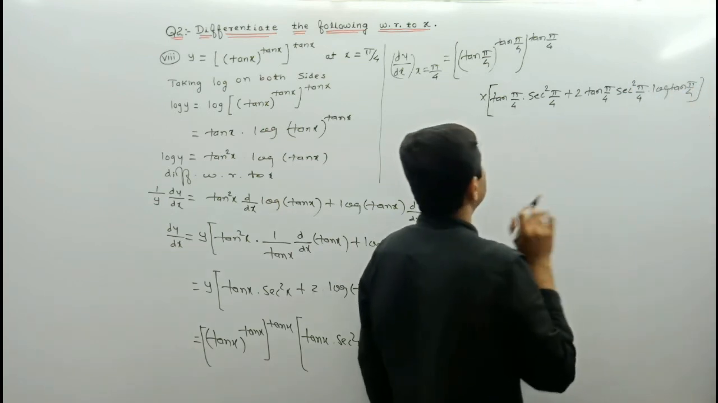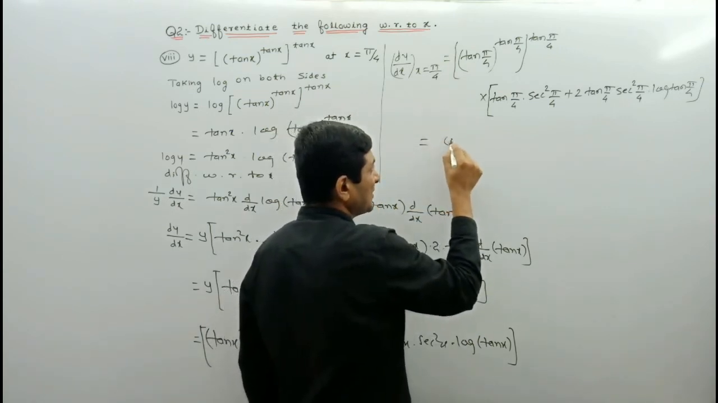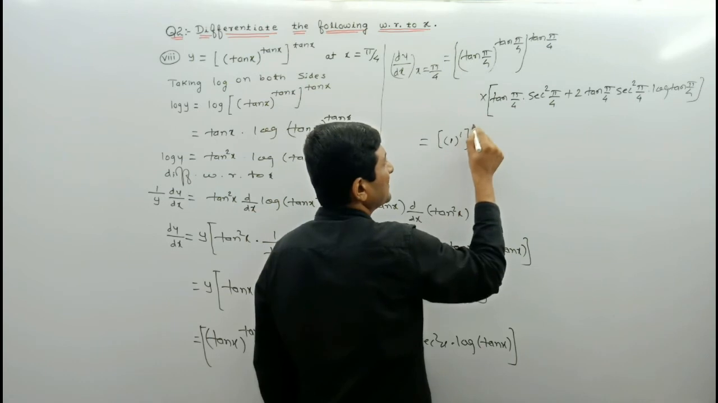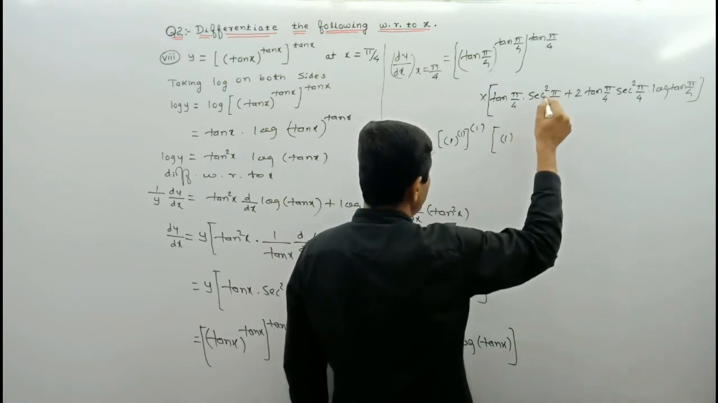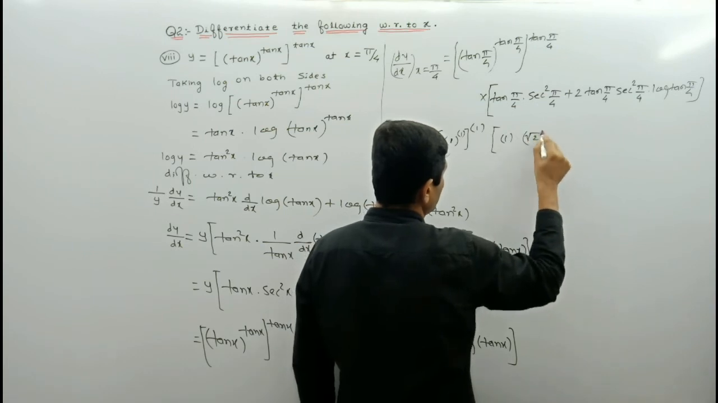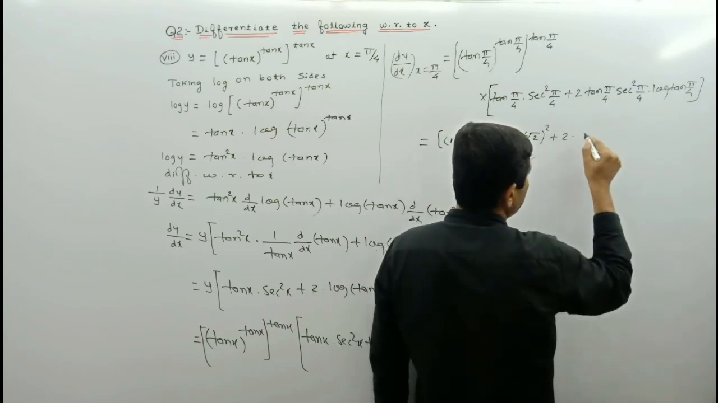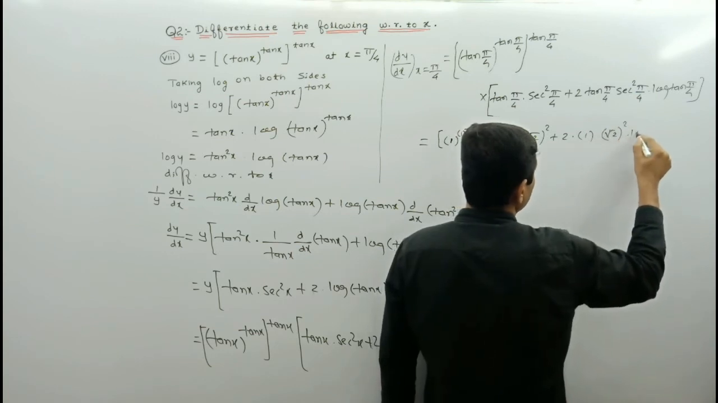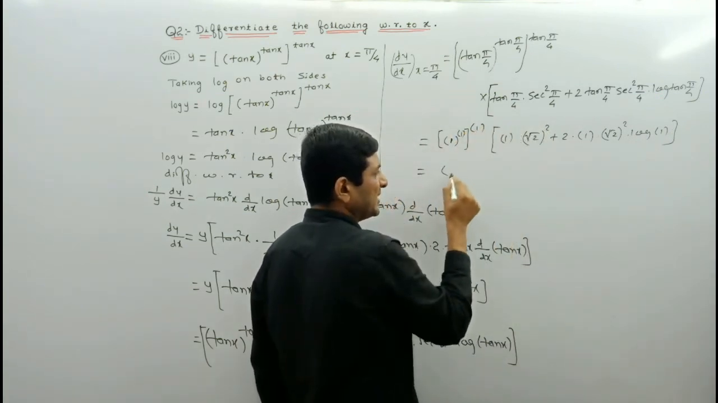Just simply we have substituted the value, so now let us simplify it. Tan pi by 4 means tan 45 is 1, again tan 45 is 1, raised to power tan 45 is what? 1, so 1 raised to power 1 raised to power 1, into here tan pi by 4 is 1, sec pi by 4 is root 2, so here we will get square of root 2, plus 2 into, here what we are getting, tan pi by 4 is 1, sec pi by 4 is root 2, keep square as it is, into log of tan pi by 4 is 1. So this is equal to 1 raised to power 1 raised to power 1 is equal to 1.